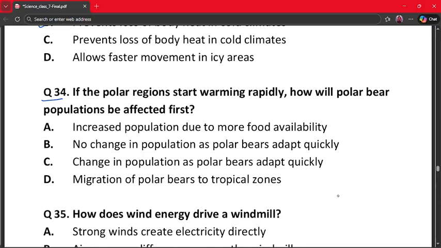The correct answer is option B, because rising temperature melts ice and polar bears lose hunting grounds. Their population gets affected. So option B is the correct answer.